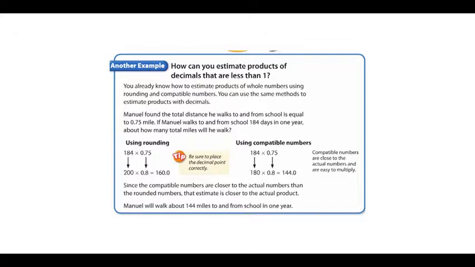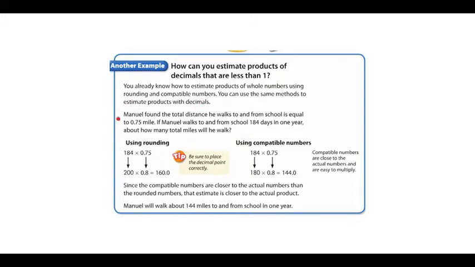Okay, so look at the part in your book that says another example, and it says, how can you estimate products of decimals that are less than 1? So we already know how to estimate products of whole numbers using rounding and compatible numbers, and we can use the same methods to estimate products with decimals.